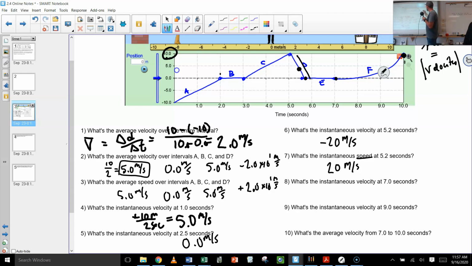So right here, this is really important. At this point, the slope is 0. It's a 0 slope. It's horizontal. So the instantaneous velocity at 7 seconds is 0 meters per second, the slope of the tangent line at that point. What's the instantaneous velocity at 9 seconds? At 9 seconds, we are right here.